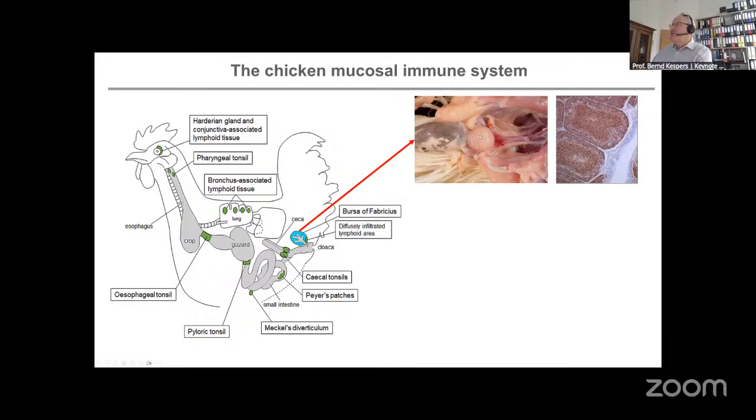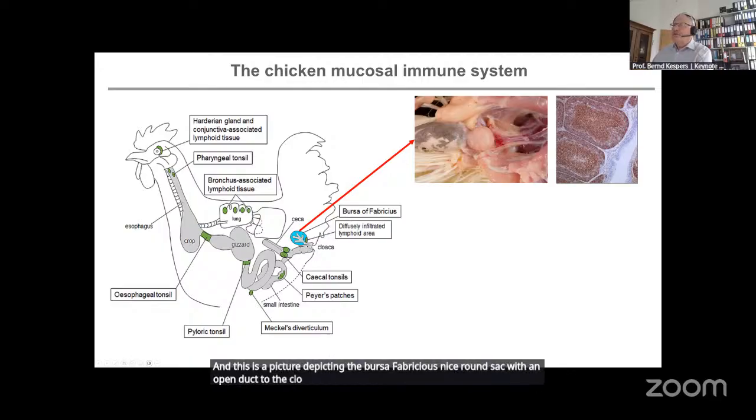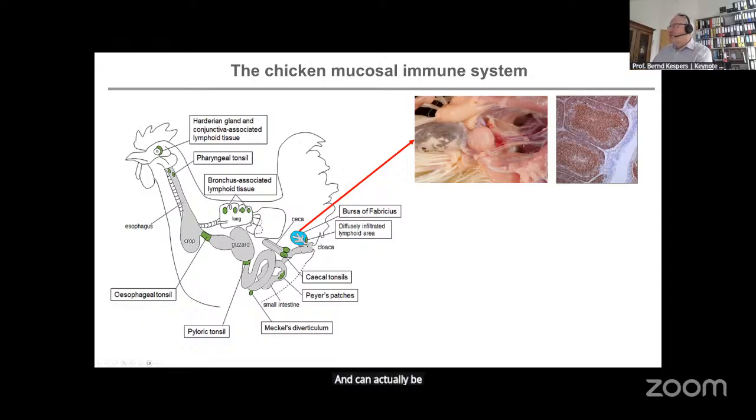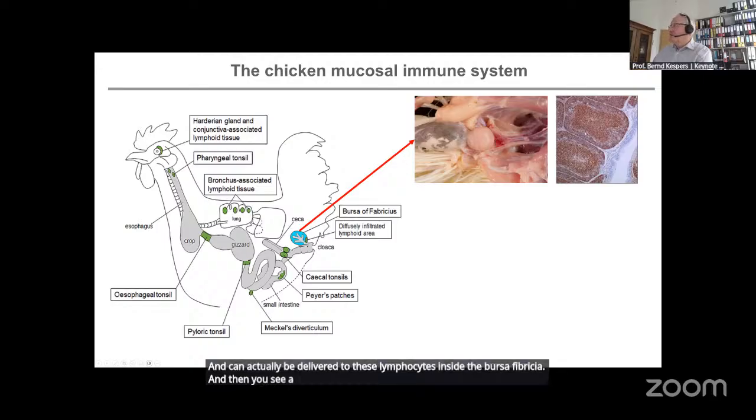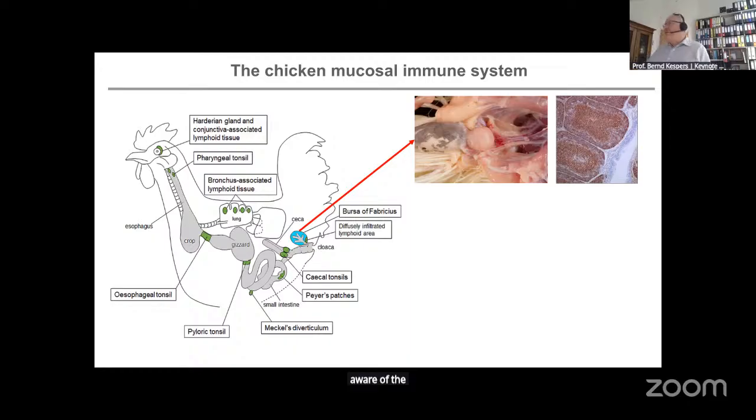And this is a picture depicting the bursa fabricius, a nice round sac with an open duct to the cloaca. So in principle, indeed, content from the cloaca can be sucked up into the bursa fabricius and can actually be delivered to these lymphocytes inside. And then you see a single follicle with a distinct cortex and medulla. I'm sure you are all aware of this structure because it's heavily disrupted during Gumboro infection.